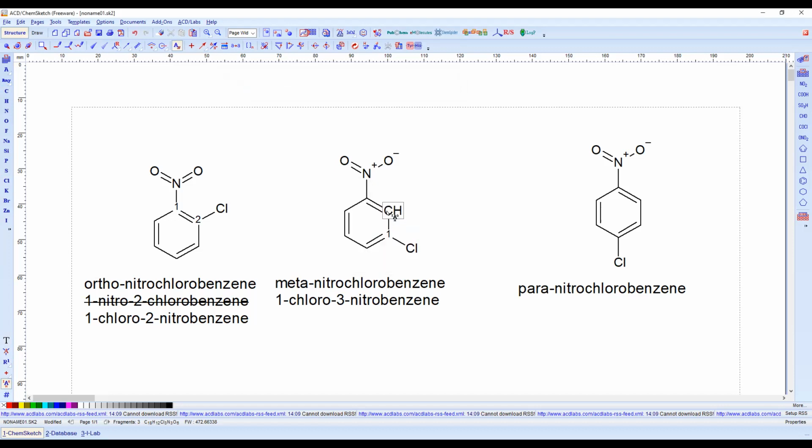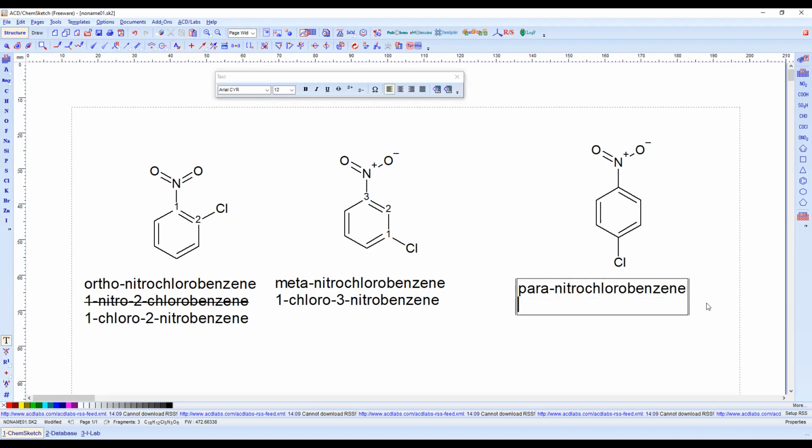It should be first, then we go to the second substituent by the shortest path, which is counterclockwise in this case, numbering the atoms 2 and 3. If we go clockwise, it would be 1, 2, 3, 4, 5. So we should choose the numbering order in which the numbers are lower. In this case, it would be 1 and 3. So 1-chloro-3-nitrobenzene. And finally, for the last substance, para-nitrochlorobenzene, there should be 1-chloro-4-nitrobenzene.